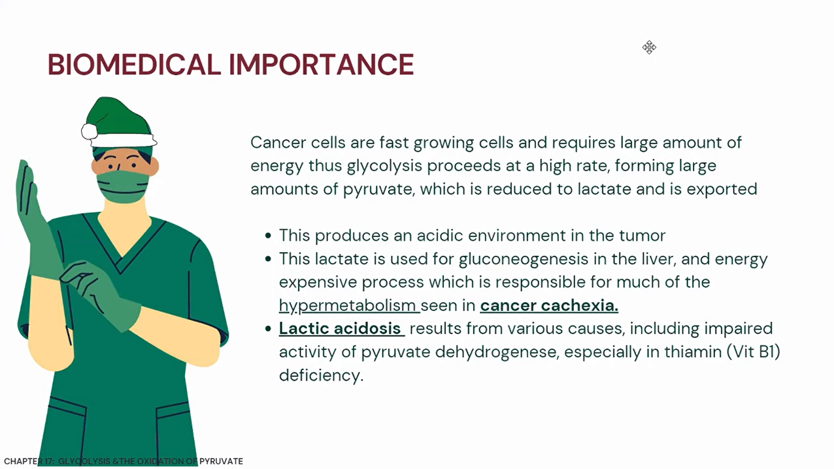All right. So lactic acidosis results from various causes, including impaired activity of pyruvate dehydrogenase, especially in thiamine or vitamin B1 deficiency. Because thiamine is converted into the coenzyme thiamine pyrophosphate, and it is incorporated in the enzyme pyruvate dehydrogenase complex. This enzyme is a complex, meaning it is not only one enzyme, it is made up of several. So it's a complex. Okay?